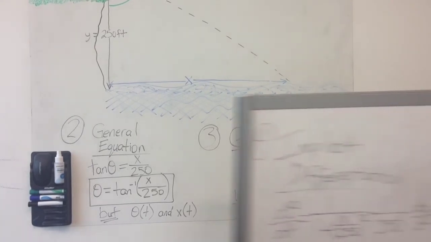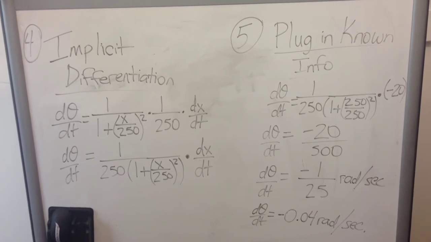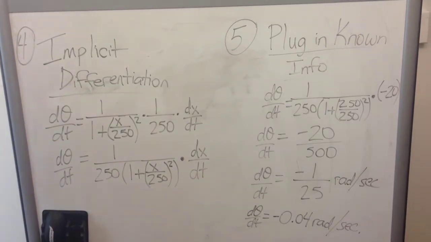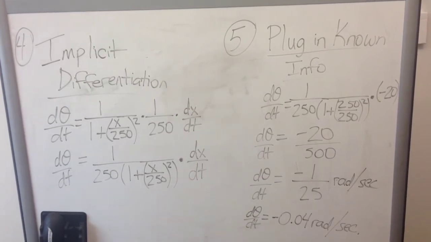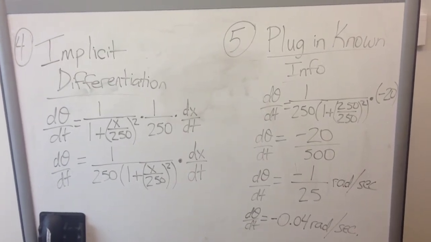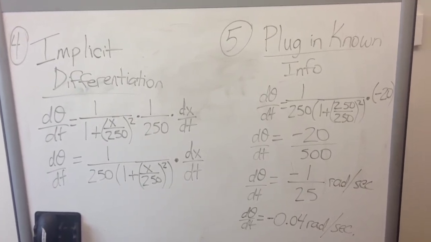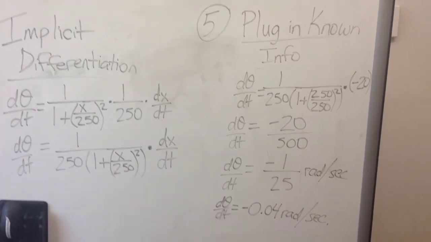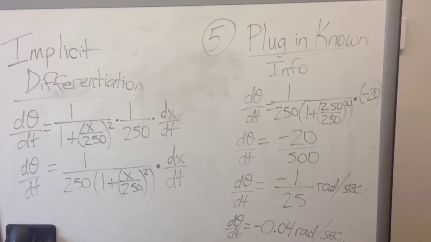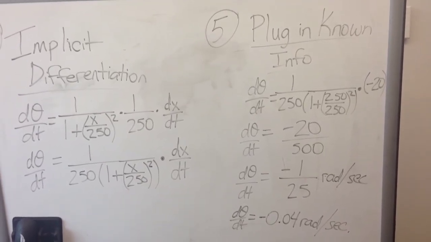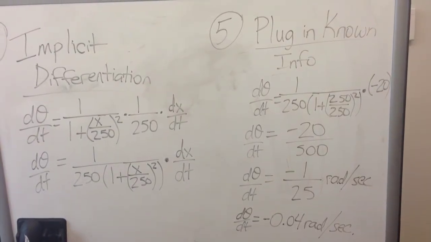All right? So, implicit differentiation of our formula, you get dθ/dt equals 1 over 1 plus (x over 250) squared. Then chain rule, multiply that by 1 over 250, which is the derivative of our argument, times dx/dt. And solve that, simplify it a bit. You get dθ/dt is 1 over 250 multiplied by 1 over 1 plus (x over 250) squared, times dx/dt.